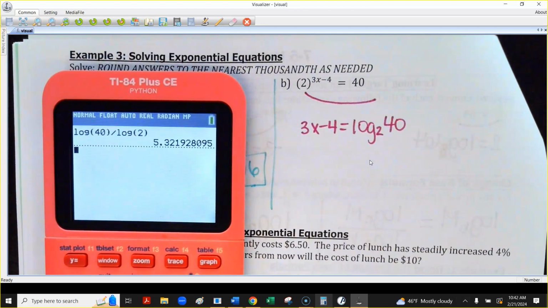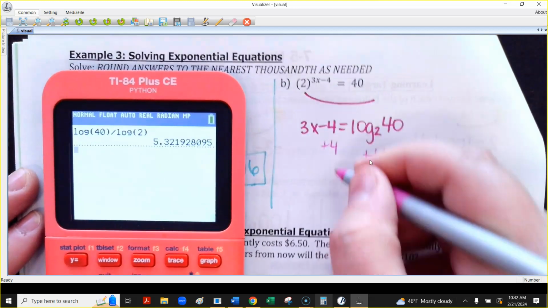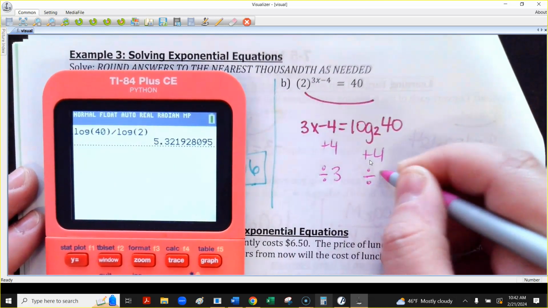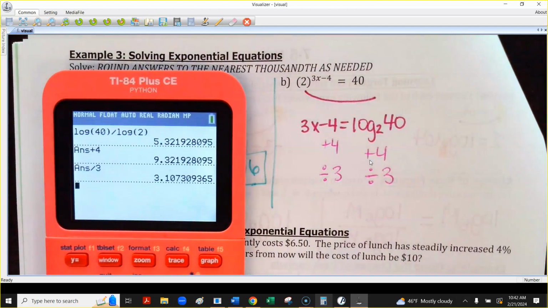Once you have that, what would you do to get x by itself? What do you think? Yes, do any addition or subtraction first. So add 4 first, and then I'm just going to do this all right on the calculator screen. Just make sure you get rid of any addition or subtraction first, then any multiplication or division. So we're reversing order of operations. I'm going to hit add 4 equals, and I'm going to divide by 3 equals. That's going to be my answer.